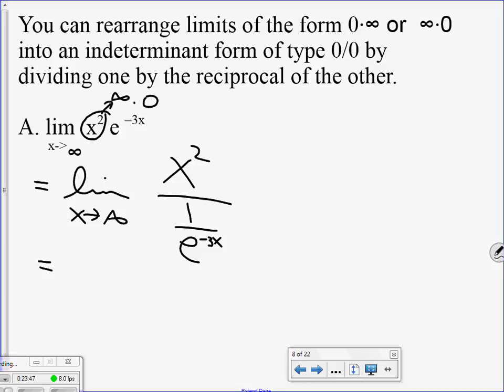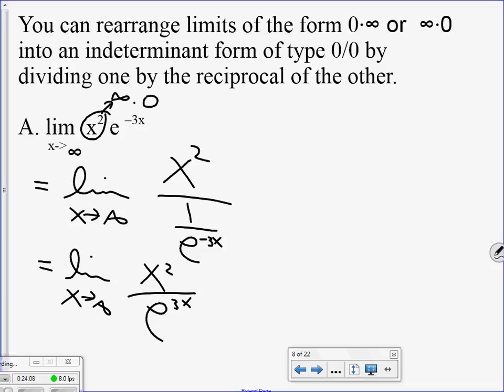Correct, right? It's 1 over e to the negative 3x, just e to the 3x. So before we even try to take the limit, let's just rewrite it. Make it look perfect. So now we started out with a product, now we've got a quotient. Now the question is, what is this limit?